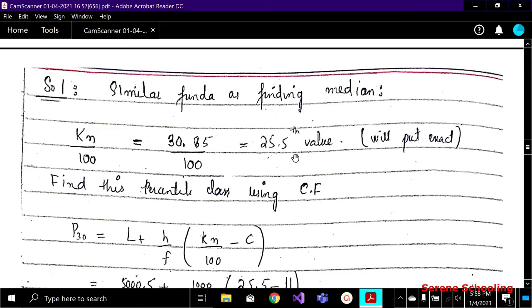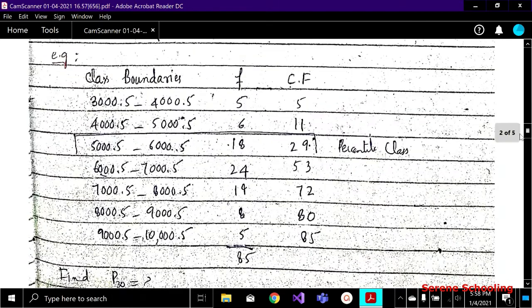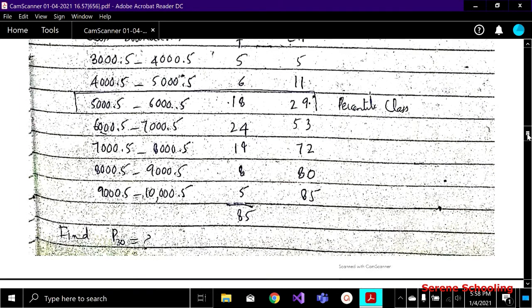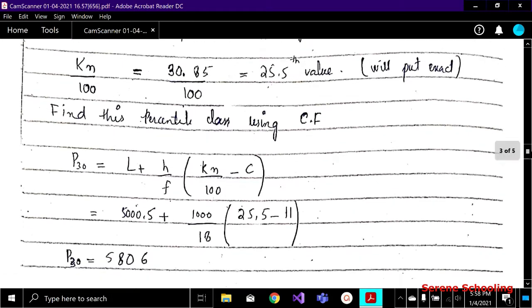Now we have to find this in the cumulative frequency column. So let's come here. 25.5 will fall in this class, because in the previous class we don't have any number greater than 11, right? So all those values can fall only here. So 25.5 falls over here. So this is our percentile class, right? Now we simply have to put the values in the formula.